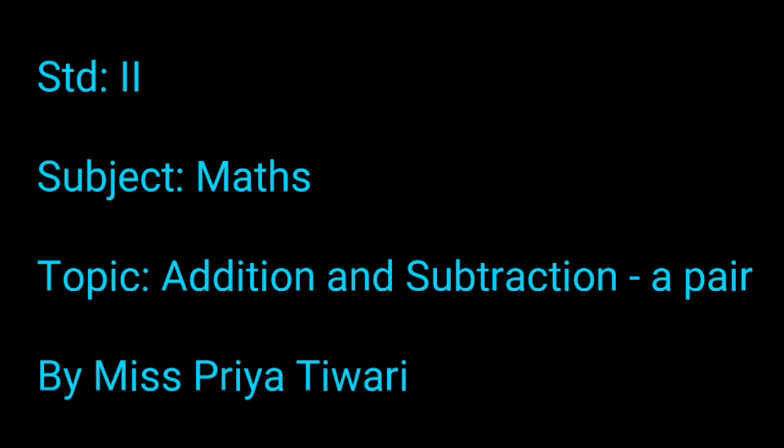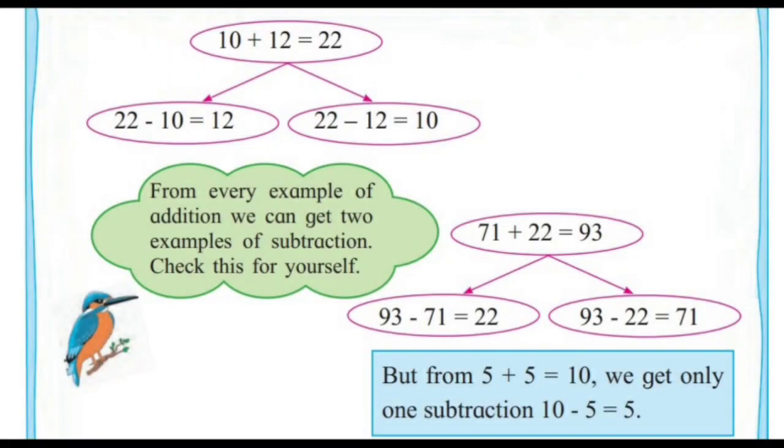I, Ms. Priya Tiwari, class teacher of Standard 2, am going to teach you a new chapter, that is addition and subtraction, a pair. Let's have a look at the example given. 10 plus 12 is equal to 22, and from that two sums are done. 22 minus 10 is equal to 12. 22 minus 12 is equal to 10. From every example of addition, we can get two examples of subtraction. Check this for yourself. Yes, students, from every addition sum, we can make two subtraction sums.